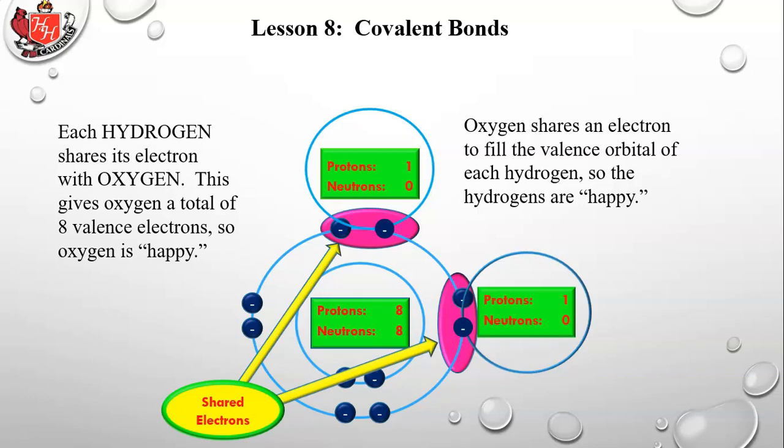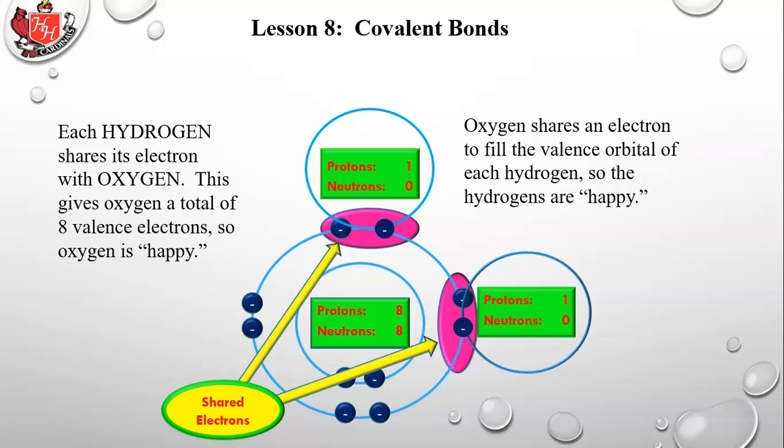Now notice that what you're doing is you're double counting. If you look at the hydrogen at the top, the atom at the top, it has 2 electrons, one which it originally owned and the other which oxygen shared with it. So that counts as 2 electrons for the hydrogen up there on top. However, those 2 electrons also count as 2 electrons for the oxygen atom.